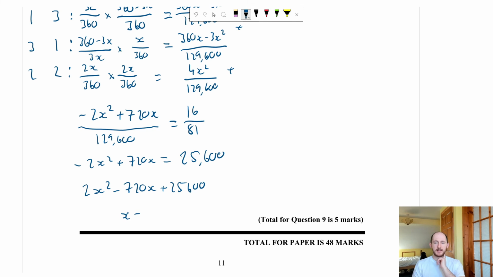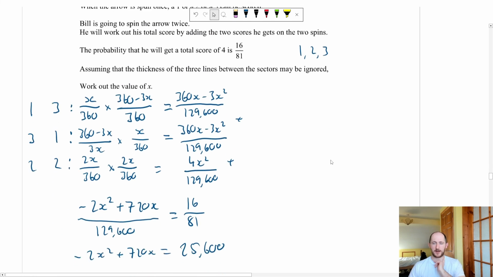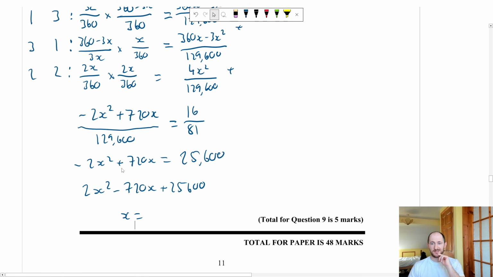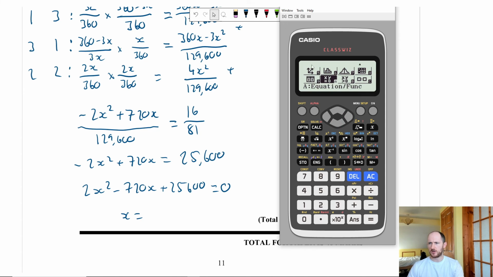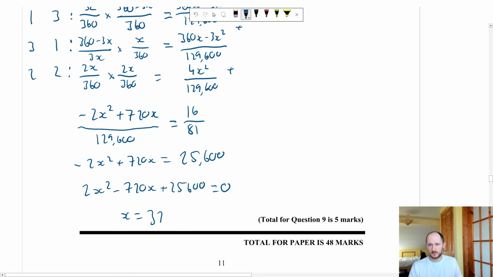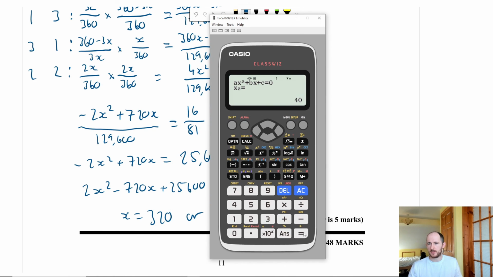We're solving for x. For this question, definitely, I would recommend the quadratic formula. You could divide everything by 2, but that's really not going to help you much in this case. Or you can use the good old-fashioned solve equation button on the calculator just to make your life a bit easier. So 2, minus 720. Just because the numbers are big doesn't mean it's anything bad. So let's press enter. We get x is either 320 or x equal to 40.